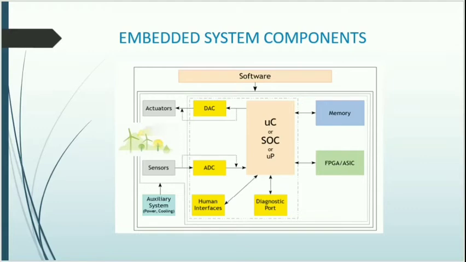And the next one is human interfaces. An embedded system requires some kind of input and output interface to interact with humans or the environment.